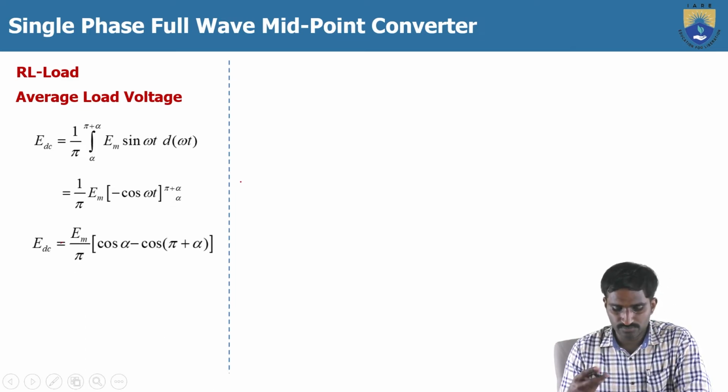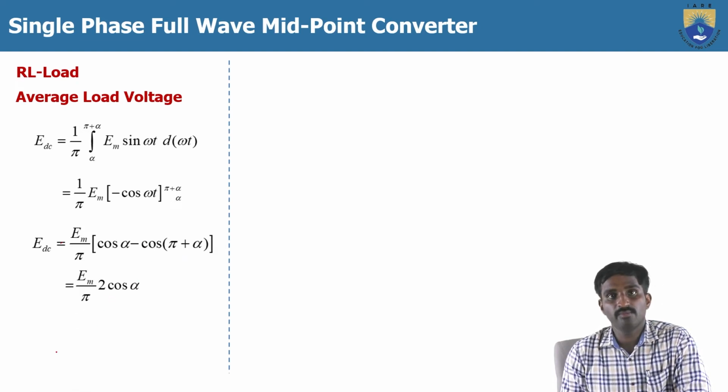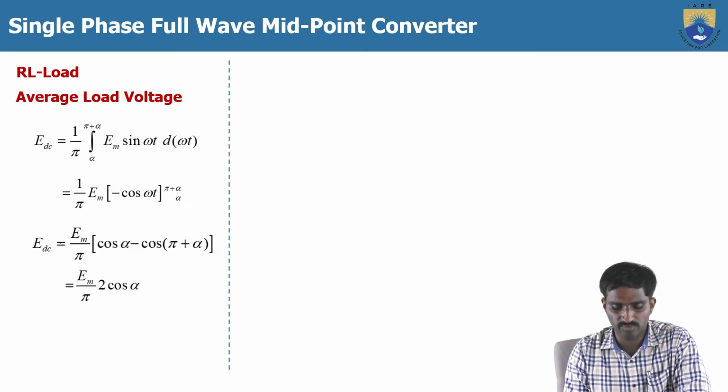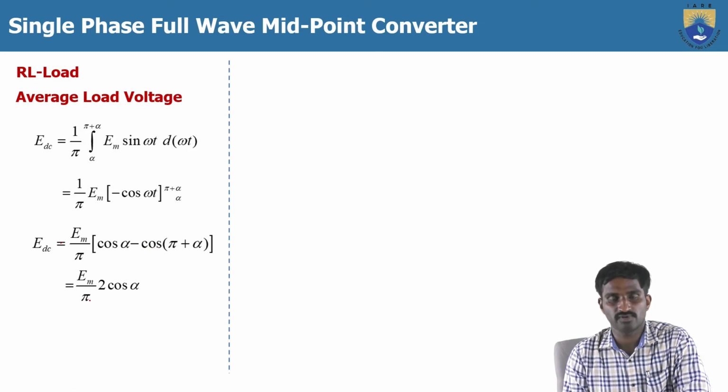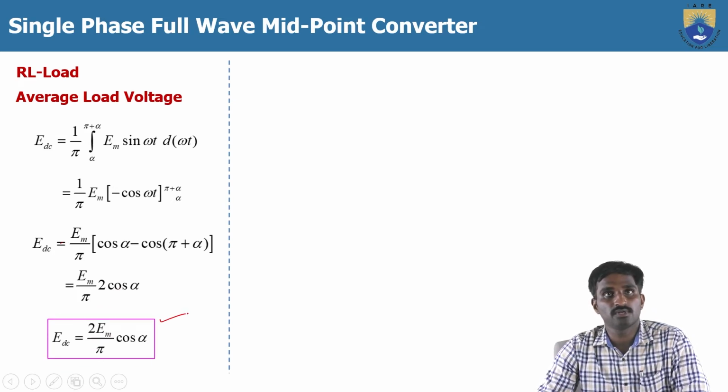Yeah. So here, cos alpha minus cos pi plus alpha, that you can get. If you simplify this, you will get Em by pi into 2 cos alpha. Because the minus is already there, we just have to multiply. That's why here we are getting minus cos pi plus alpha and plus cos alpha. But here cos pi plus alpha is nothing but again minus cos alpha. So cos alpha plus cos alpha, here you will get 2 cos alpha. So 2 Em by pi into cos alpha. This is the average load voltage in case of RL load.